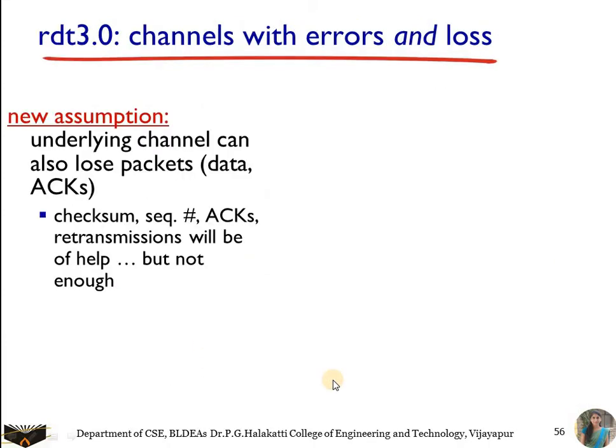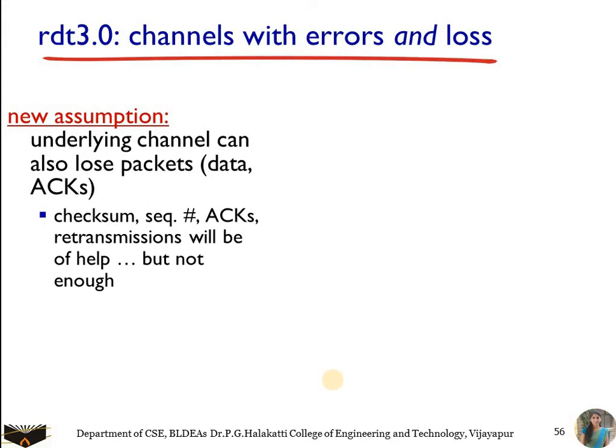Next we have the RDT 3.0, which is called a channel with errors and loss. So till now, in all the protocols we have seen, the channels had errors, but we have not come across loss yet. So here RDT 3.0 is going to make a new assumption, that is, the underlying channel can also lose packets, and packets can be considered as a data packet as well as the acknowledgement packets.